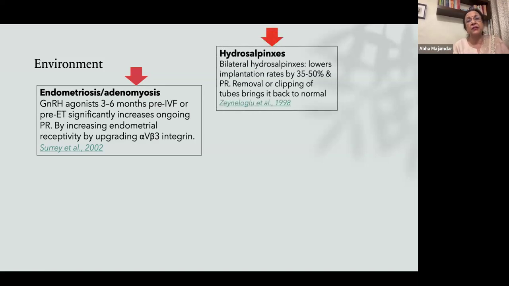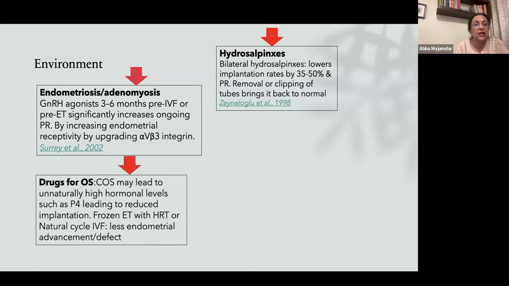Then comes hydrosalpinges. We are quite crazy about hydrosalpinges, but they only lower the implantation rate by 35 to 50%. So if you have an implantation rate of say 60-65%, the patient will still implant in almost 35% of cases, but in the remaining may not be able to implant. So removal or clipping of tubes can bring it back to normal. Yet, please remember, don't clip every hydrosalpinx, because they do not finish off the chance of pregnancy.